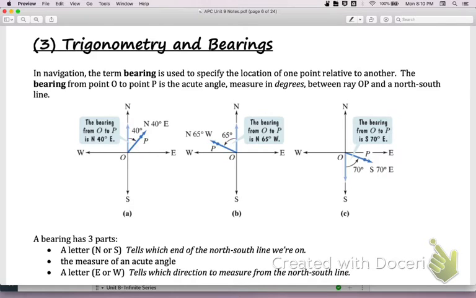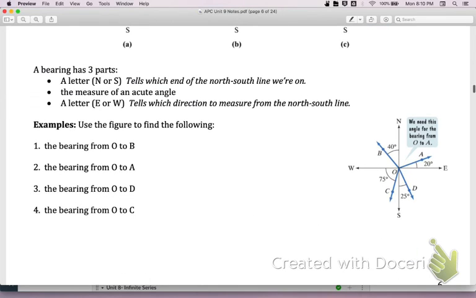Now, a bearing has three parts. It's either going to have an N or an S, which tells us do we go up for north or down for south. And we always go in this order. So first we're going to decide north or south. Then it's going to give us the measure of an acute angle, and then it's going to give us east or west, which tells us which direction to measure from the north-south line, okay? So let's look at a couple of examples.